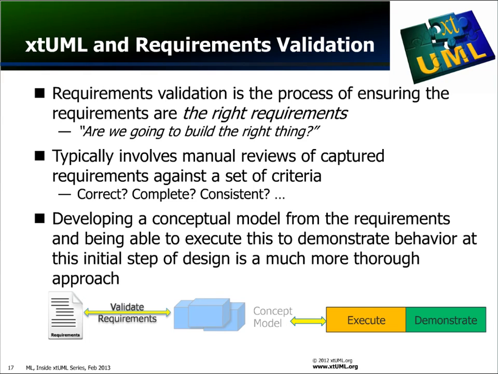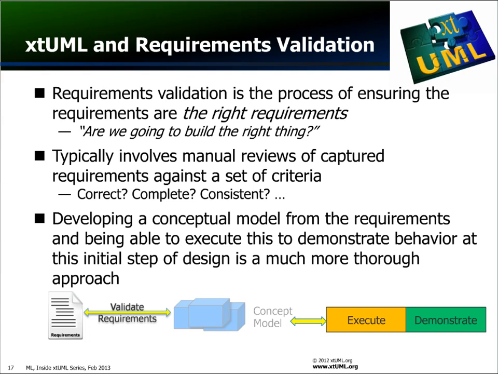So, how do you validate requirements? It's typically done today via manual review of a natural language description of requirements captured in a document or in a database. So each requirement is reviewed against a set of criteria. Things like, is the requirement correct? Is it complete? Is it consistent with other requirements? Is it unambiguous? Can it be verified? And so on. There's a set of criteria. And what you have is a bunch of people sitting around a room, kind of debating all of this.